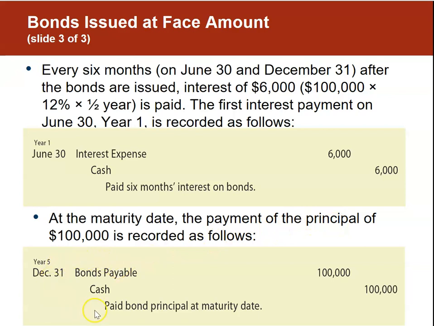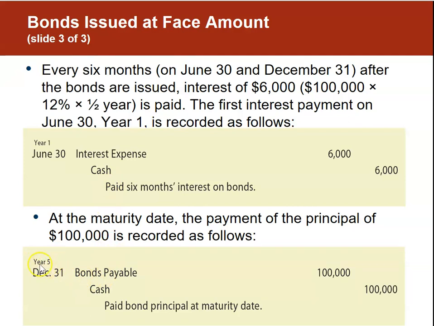So this is how we clear this entry up here where we're just paying the interest. This does absolutely nothing to reduce our liability. Our liability is still $100,000.